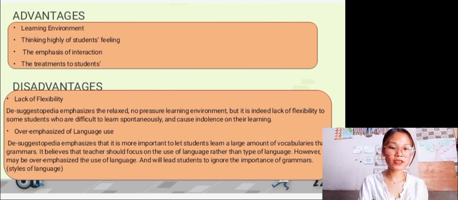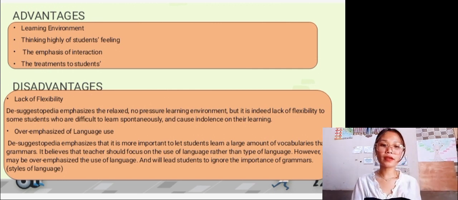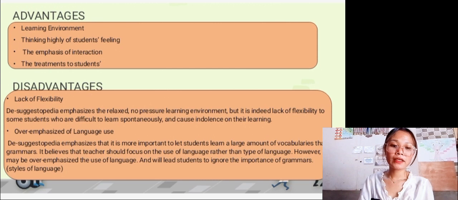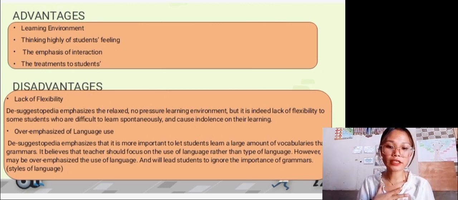In Suggestopedia, the learning environment is carefully curated to be positive, relaxing, and supportive. For example, teachers may decorate the classroom with inspiring quotes, use soft lighting, play calming music, and encourage positive interactions among students, to create an atmosphere that is conducive to learning.